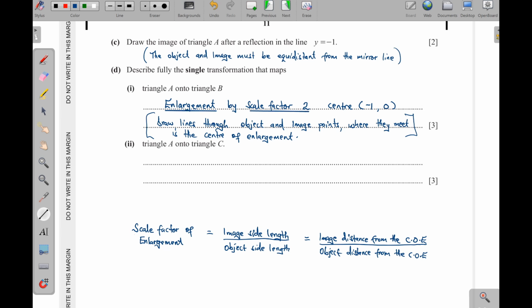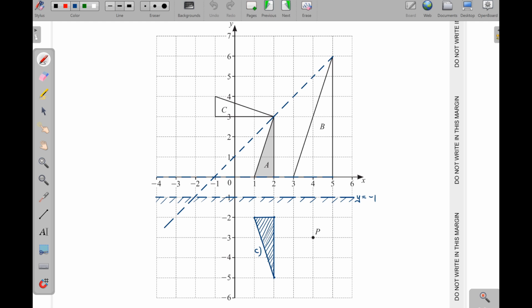It is positive if the object and the image are on the same side of the center of enlargement. What do I mean? When you come here, the center of enlargement is here. So the object is here, the image is here. They are all on the same side. So it is positive. But suppose we had the object here and this image here is on this other side. It actually appears inverted. Then the scale factor of enlargement is going to be negative. You see that?